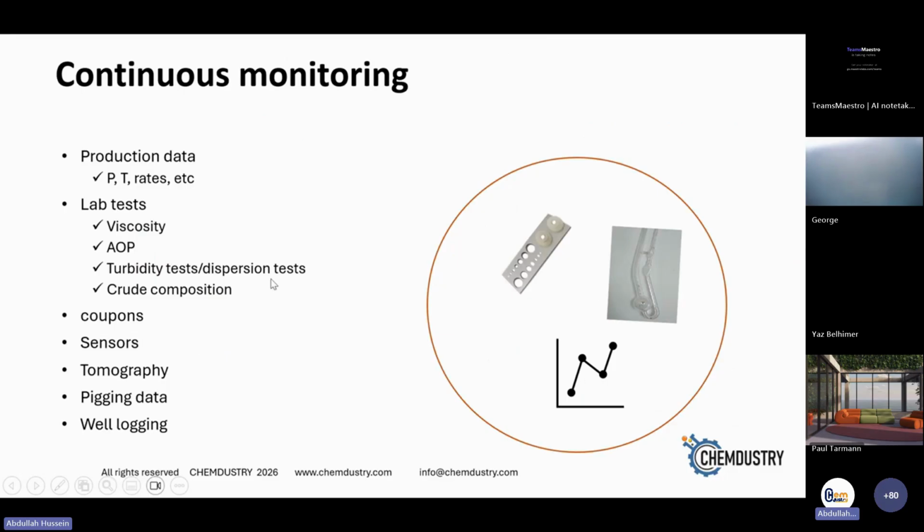Last thing before I hand it over to Bruce here is the continuous monitoring of the asphaltenes. So how to do that? You watch the system production data, the pressure, the temperature, the productivity, production rates. You pull samples, run some lab tests. You also watch the coupons, any sensors, the pigging data, and also the well logging. So that's everything from my side.